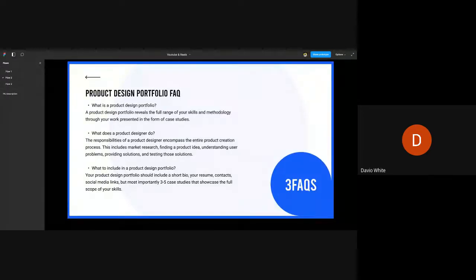What does a product designer do? The responsibilities of a product designer. I know this has caused a lot of uproar. People don't understand what product design is, and UI and UX. So the responsibilities of a product designer encompass the entire product creation process. This includes market research, finding a product idea, understanding user problems, providing solutions, and testing those solutions. So a UI designer will only provide solutions, but a product designer would go as far as doing market research, a whole lot of things. Trust me, there's a whole lot of things, including the aftermath. When I say aftermath, I'm talking about when the product is even live.